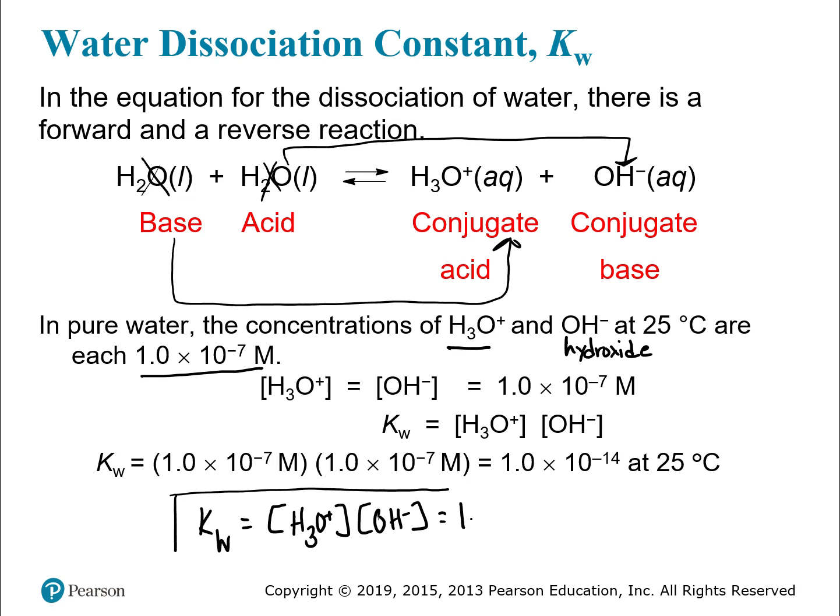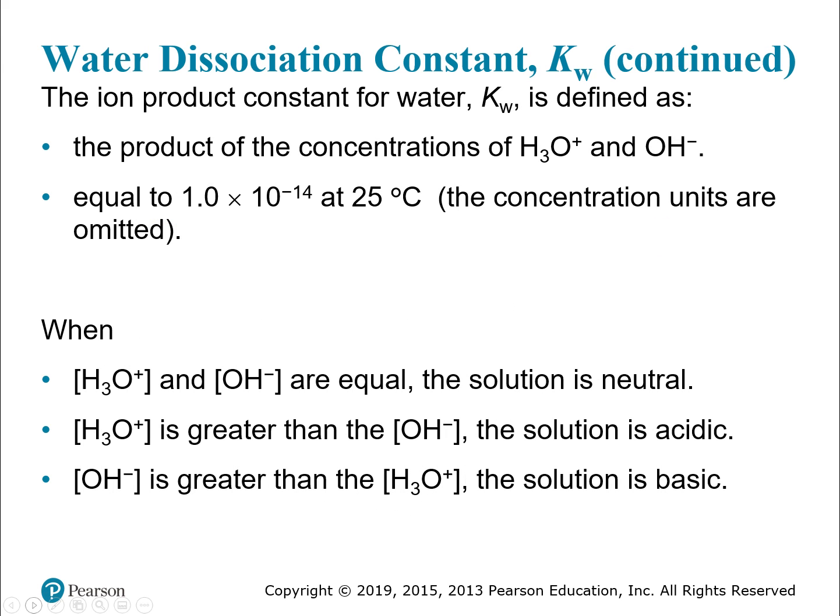And you'll want to know that this KW is 1 times 10 to the minus 14th. That's definitely something you'll want to know. Again, this is specifically for water at 25 degrees Celsius. For the KW and for the KAs that we were talking about in KBs, you don't have concentration units in the constant.